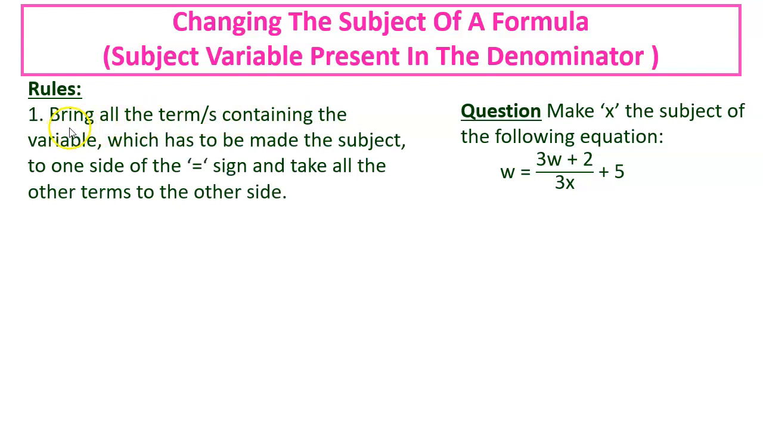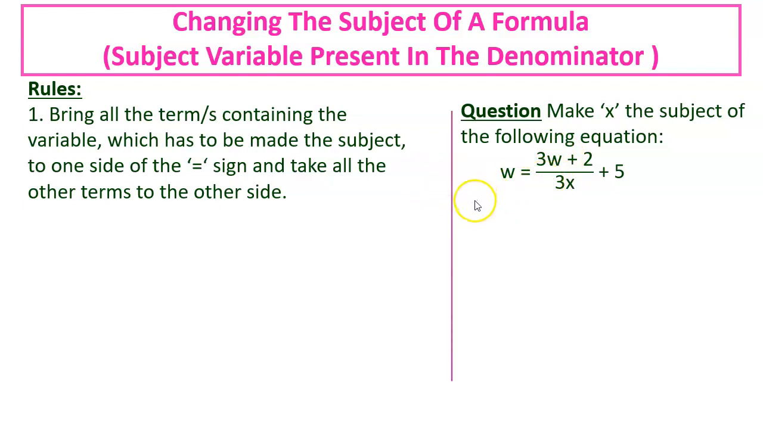Rule number 1 says bring all the term or terms containing the variable which has to be made the subject to one side of the equal to sign and take all the other terms to the other side. Over here we are seeing there is a single term containing this variable x, but there are two other terms, which do not contain the variable x. So we have to take these two to one side. Because this is a single term, we do not have to group the terms containing x.